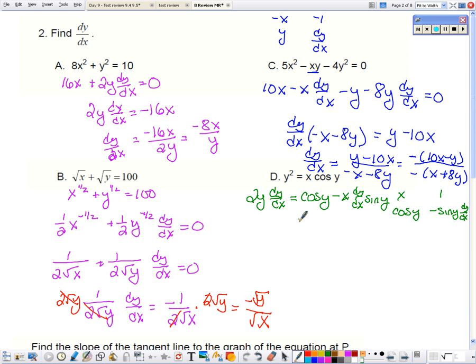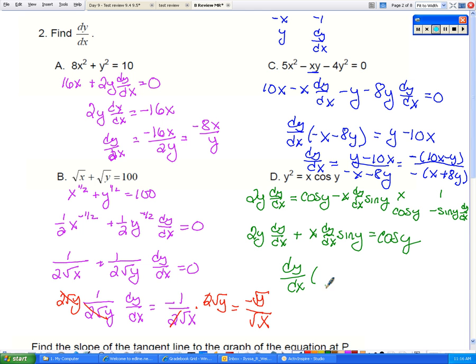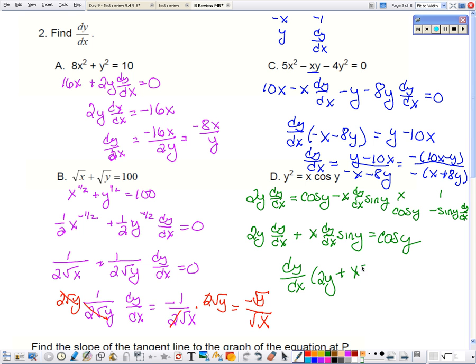I'm going to move all my dy/dx's to the same side. Then factor out my dy/dx. And I'm left with 2y plus x sine y. So then isolating my dy/dx, I have cosine of y divided by 2y plus x sine y.